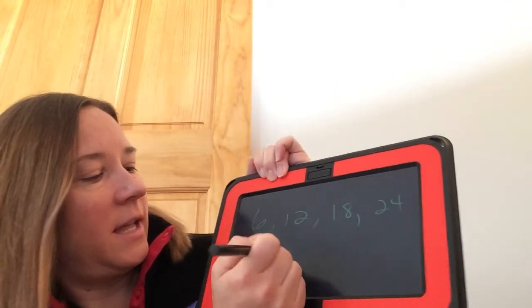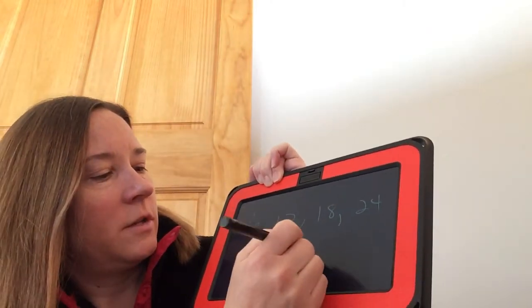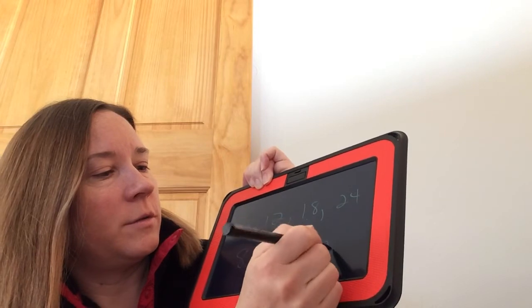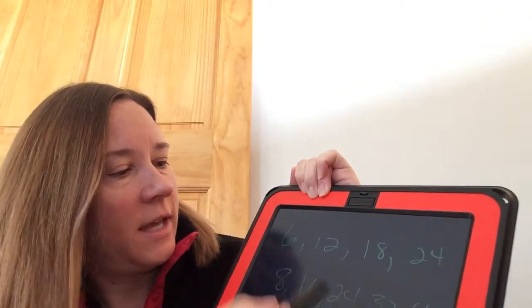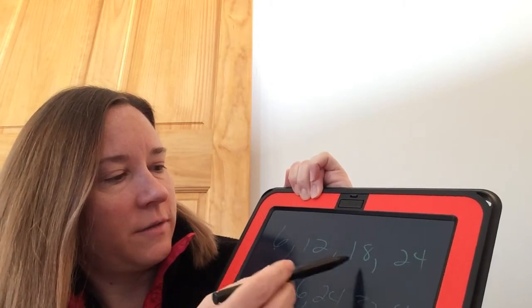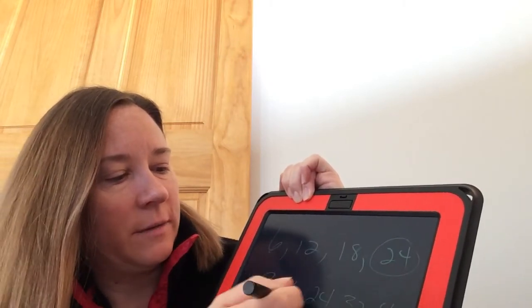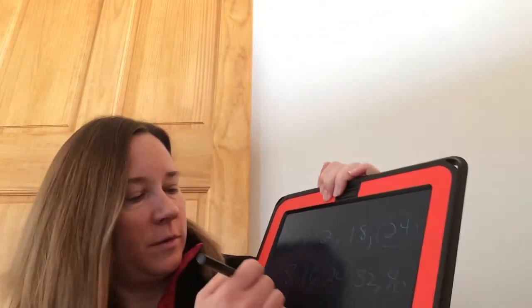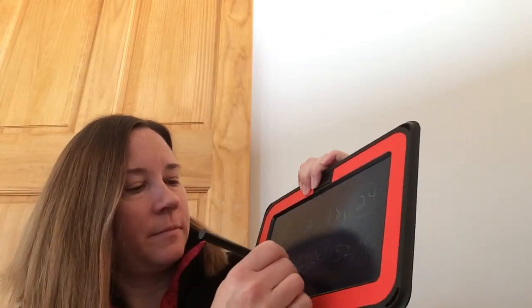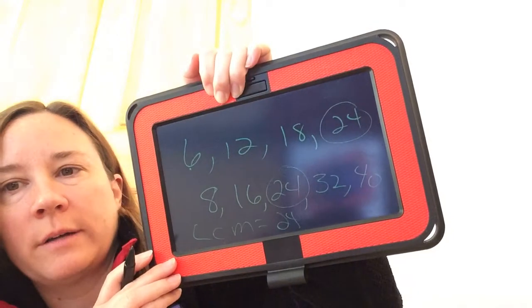Same with 8. 8, 16, 24, 32, 40. Okay, I keep going on and on and on. But then now I'm going to just go through and find the numbers that they have in common. Okay, and if I had more room on my board, I would go through to find out that they each also share 48. Okay, but their least common multiple today, their LCM, is going to be 24.